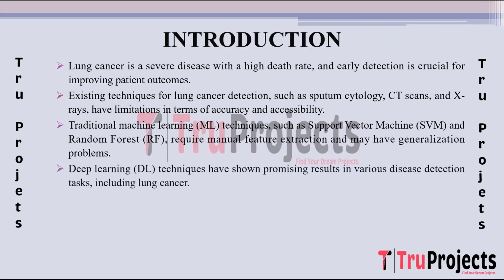Deep learning, a subset of machine learning, has shown promise in various medical tasks, including disease detection. Deep learning techniques, especially convolutional neural networks, can automatically learn relevant features from raw data, potentially improving accuracy in complex tasks like identifying lung tumors.